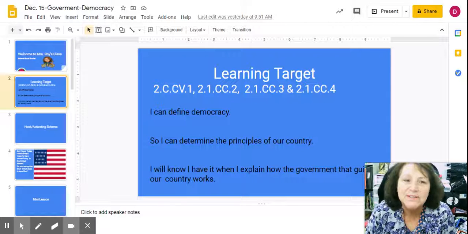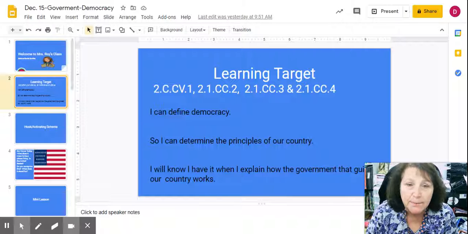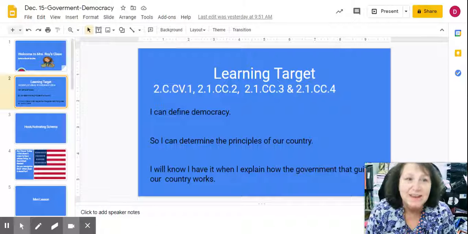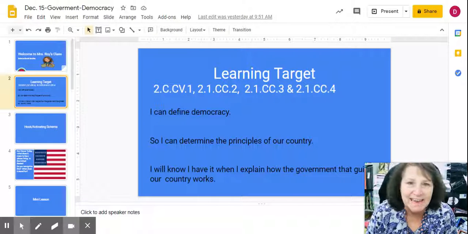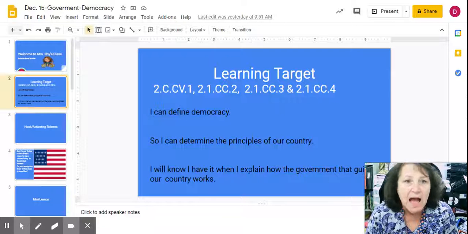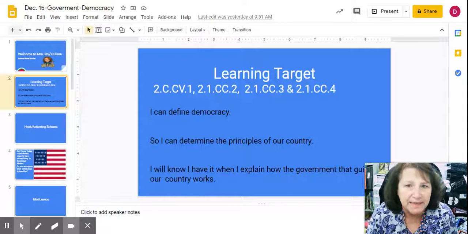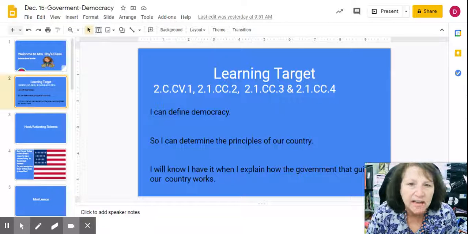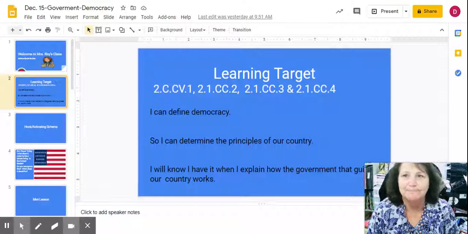Hi, boys and girls. Today in social studies, you're learning about government, but you're learning about our type of government, which is a democracy. So, our learning target today: I can define democracy. I can determine the principles of our country. I will know I have it when I explain how the government that guides our country works.